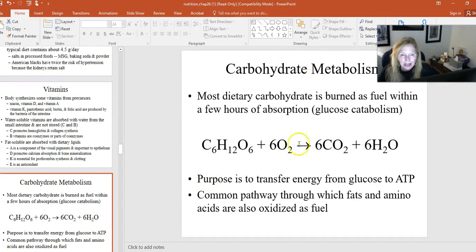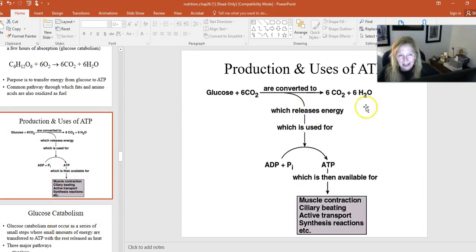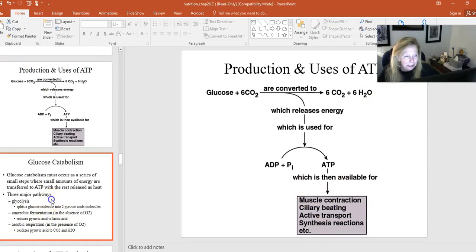But anyway, the rest of these slides are things that we've talked about before, like glucose plus oxygen gives off CO2 and water, aerobic respiration. And this is the main way. Again, lots of slides relating to this. This is a typo here that should say oxygen, not CO2. But anyway, this is the way our cells get ATP.